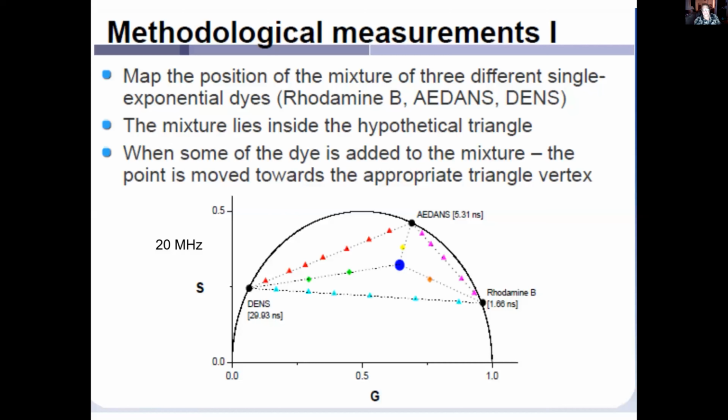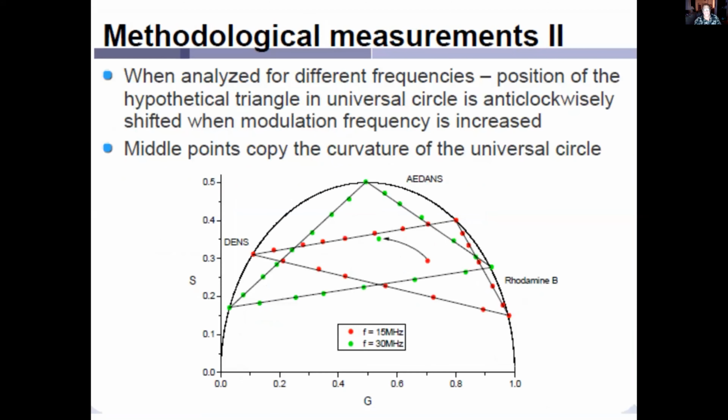Let's look at DNS and rhodamine. All the points of the mixture are along the line joining them, and the same for any combination. And when you mix all three of them, you get a unique point that depends on the fraction of each contribution. And in fact, it's easy in the lab to change the frequencies.